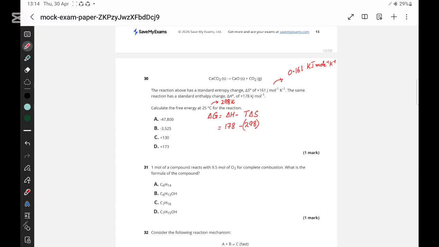So always we have to convert it into kilojoules per mole per Kelvin when we want to find Gibbs free energy. So it is going to be 0.161, and the final answer that comes out to be is 130 kilojoules per mole, and this is going to be Gibbs free energy. So our answer is going to be C.